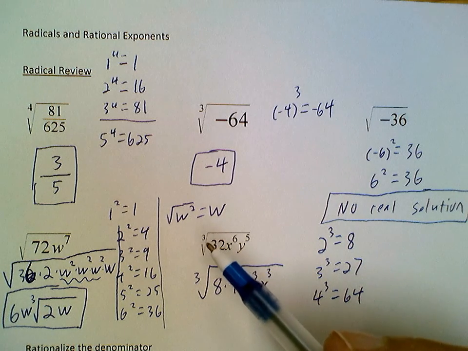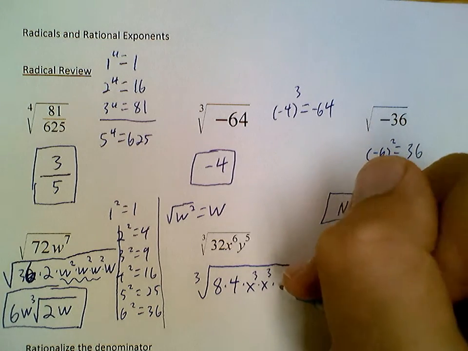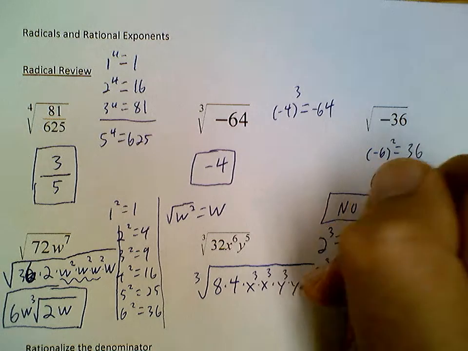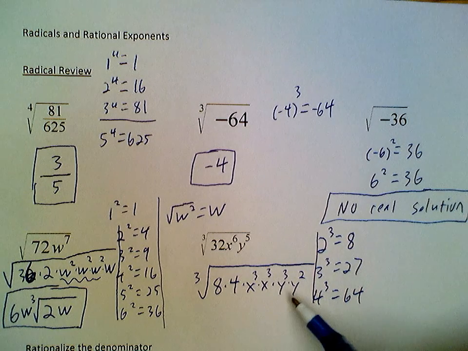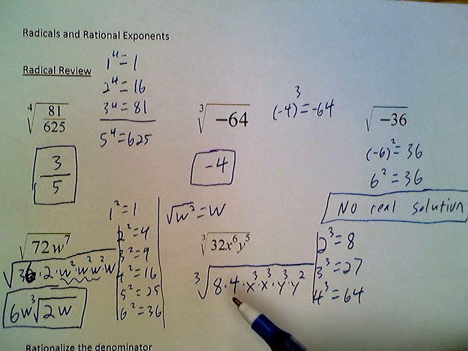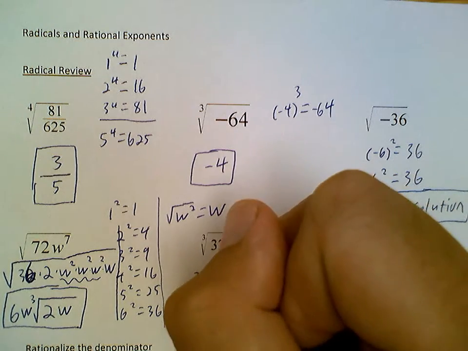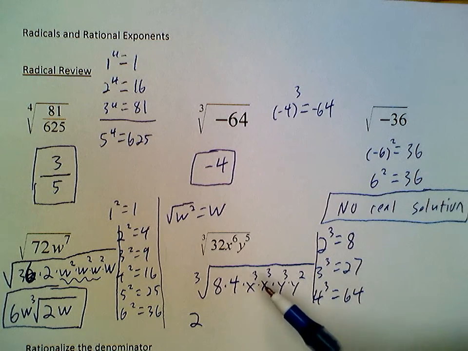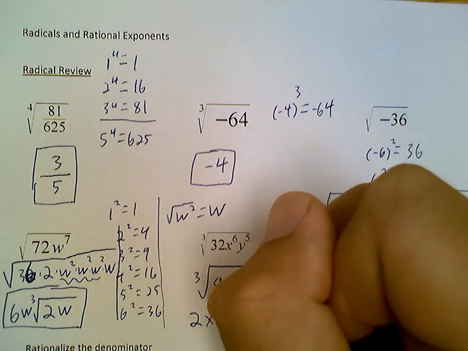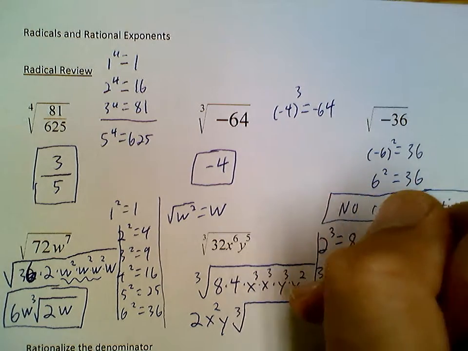Well, 3 doesn't go into y to the 5th evenly, but you can still break down y to the 5th into y to the 3rd times y to the 2nd, and you'll be able to take out one group of 3. So we have to take out groups of 3 because it's a cube root. Alright, so let's look here. I got 8, and the cube root of 8 is 2, so I can take that out front and make it a 2. I've got 2 groups of 3 x's, so I can take out x squared, it becomes x squared on the outside. I got 1 y to the 3rd I can take out, so it's just going to become y to the 1st on the outside.